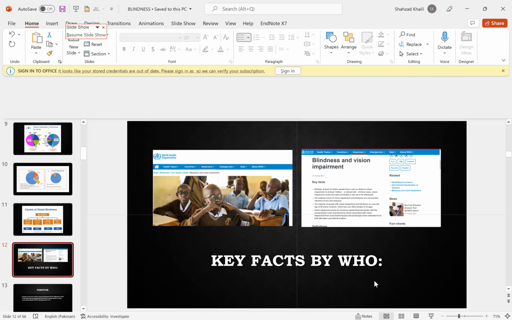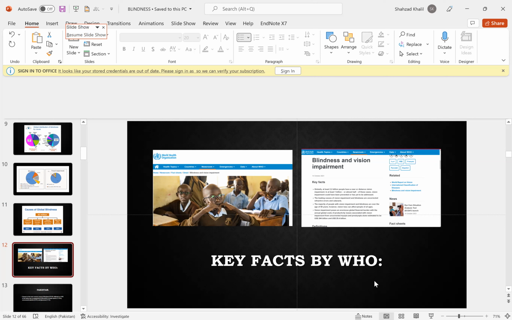So one thing is for sure, cataract and uncorrected refractive errors are the main causes of visual impairment and blindness. The majority of the people with vision impairment and blindness are over the age of 50 years. However, vision loss can affect people of all ages.